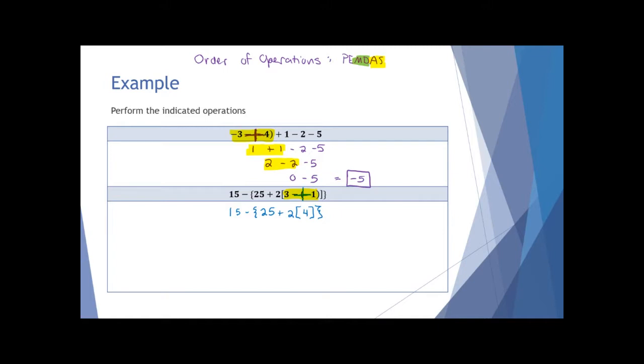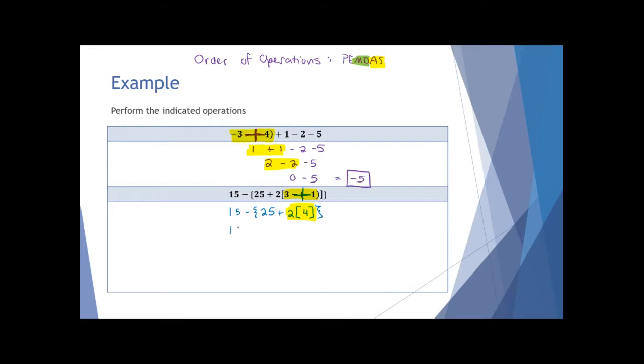So now we're still working inside the curly braces. We need to work our way inside out. So inside the curly brace, I have 25 plus 2, and then the bracket. That 2 and then the bracket is multiplication. That's implied multiplication. If you have a number right next to something like a parenthesis or a bracket, we assume multiplication. So multiplication comes before addition. I need to multiply 2 times 4 before I do anything else.